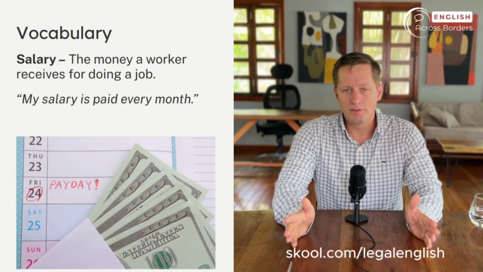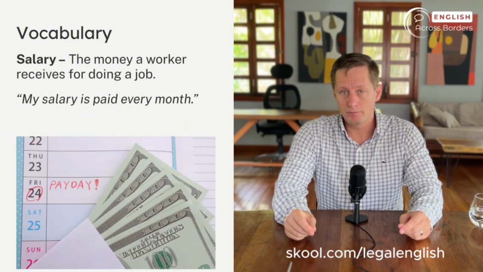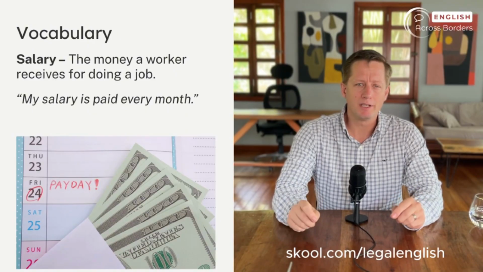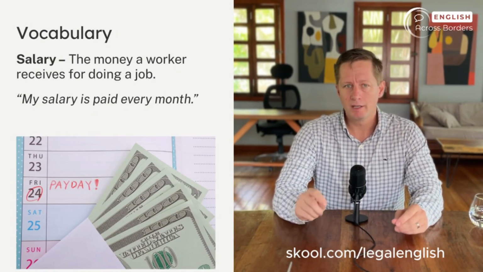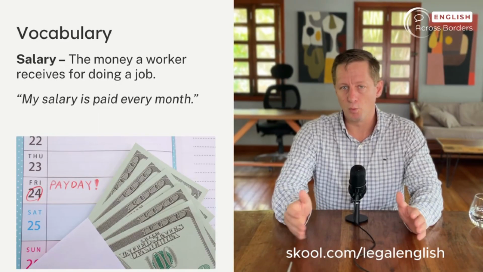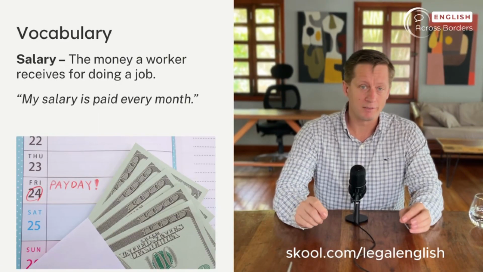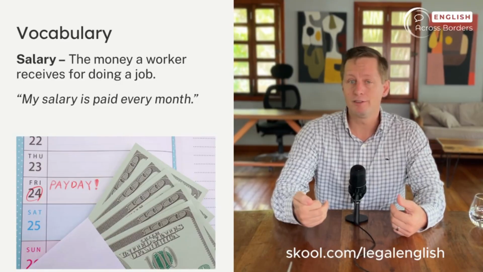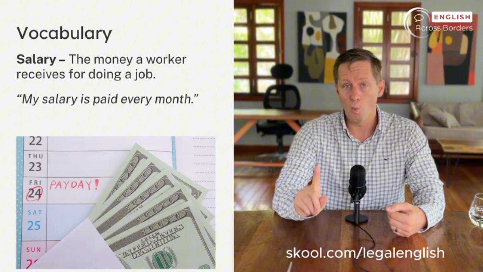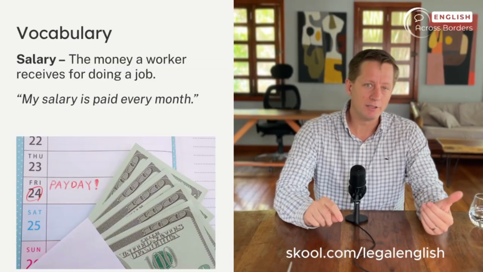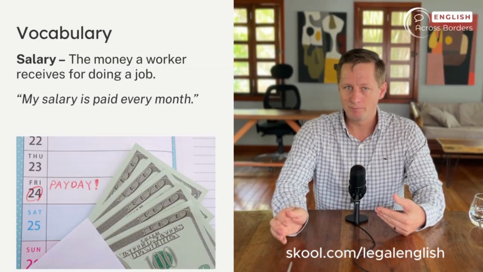Next is the word salary. A salary is the money a worker receives for doing their job. It is usually written in the work contract. For example, my salary is paid every month. That means you get paid once a month, not every day or every week.